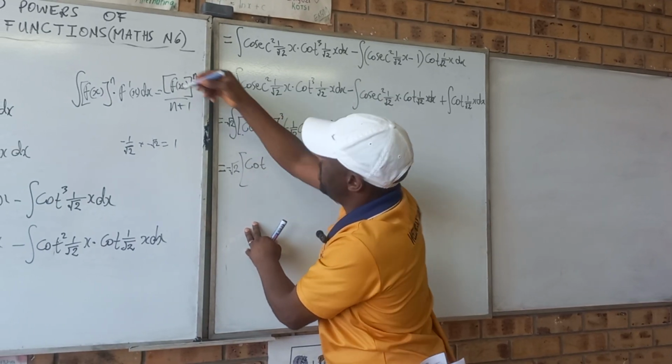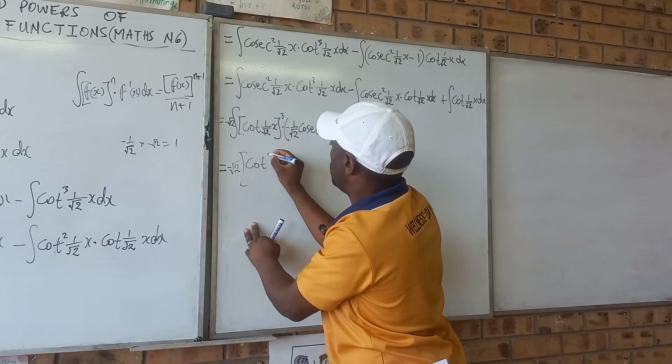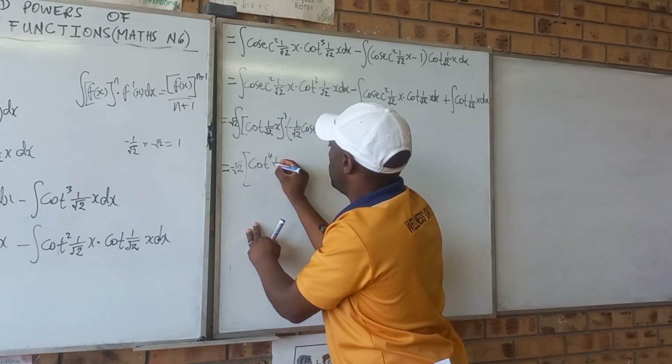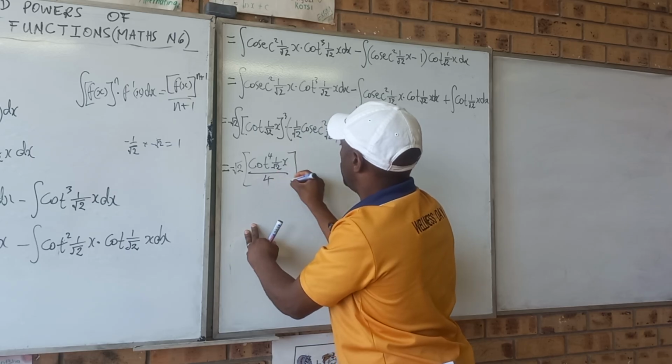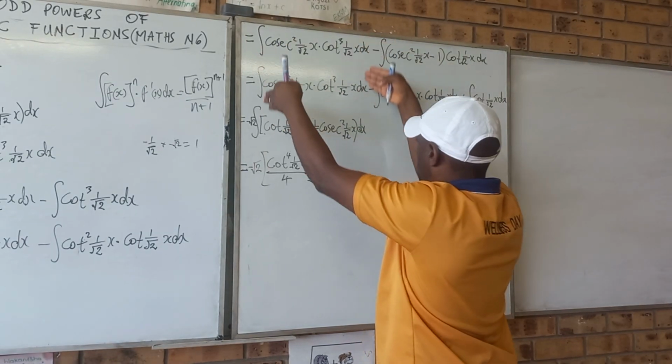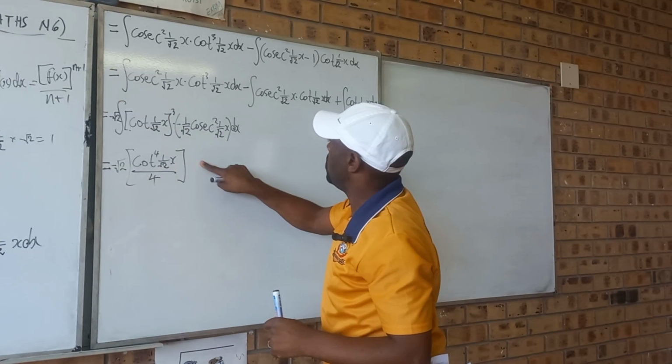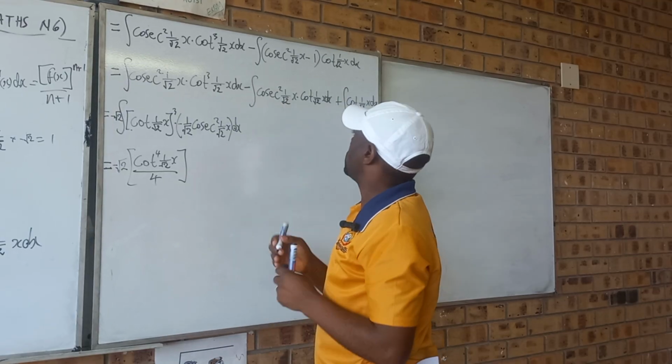Now the power will increase, you see, from n to n plus 1. So the power will be 4. I get my 1 on root 2x, then I divide by 4. So with this particular first term, I'm done with the integration. So let's now move to the next step.